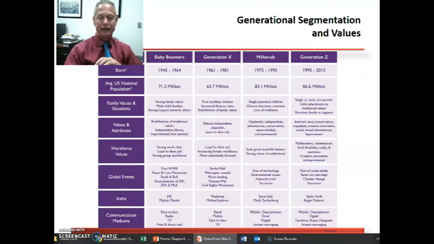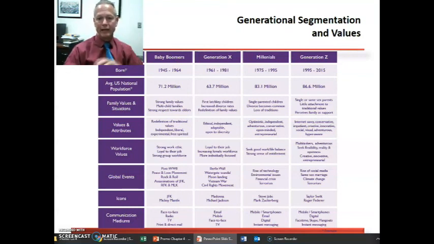What I really like about this is it talks about the population, but if you look down at the global events, you start getting into more of the psychographic segmentation. With boomers, the global events were the assassination of JFK. With Generation X, which is what I'm part of, the big things for us were the Watergate scandal, the Berlin Wall falling, and the crumble of the Soviet Union. With millennials, it's the rise of terrorism and the Twin Towers. And with Gen Z, it's the rise of social media and how social media dictates your life.